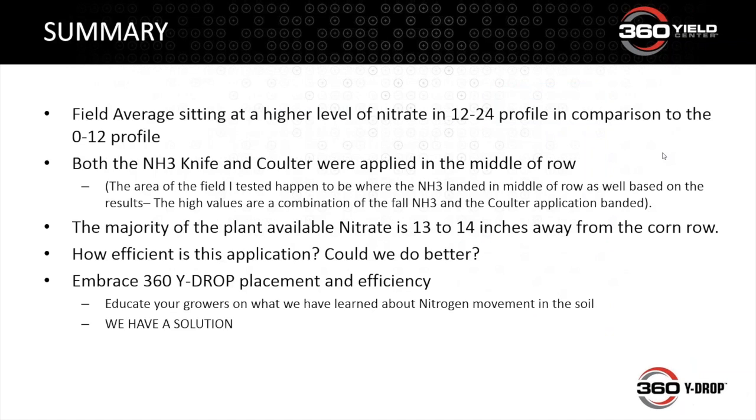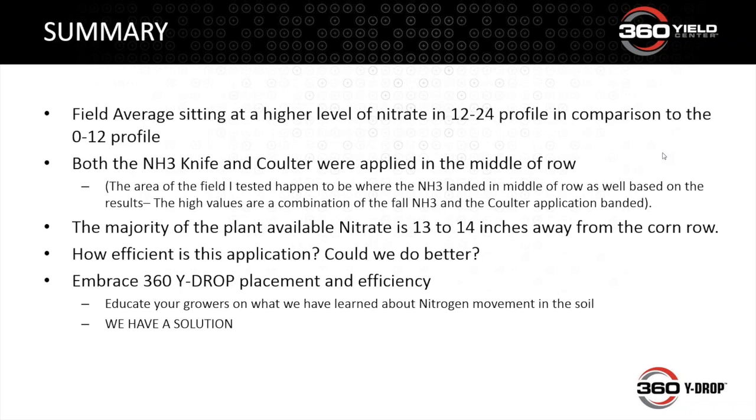So what is the summary of this particular field? Similar to what Jim said, the average ppm is sitting higher in the 12 to 24 in comparison to the 0 to 12. In this situation, the knife of the anhydrous bar and the coulter were applied in the middle of the row. It was not intended to be that way. The farmer did not say, I'm going to do that. But that was a square field. We went back and forth with the ammonia bar. We used a lot of guidance, which is fantastic.